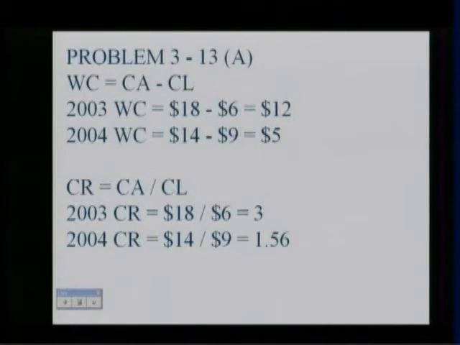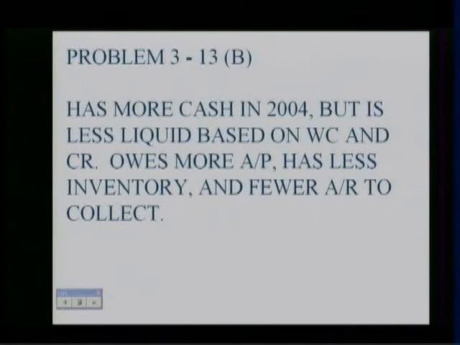So the next thing they say, okay, now knowing that information, how would you assess the company's liquidity? Well, if you look just at the cash balance, they have $5 in cash in 2004, whereas they only had $2 in cash in 2003. So it's kind of misleading in that they seem to have more cash, but they're less liquid. They're less able to pay their bills in 2004 than they are in 2003 because their other accounts have gone up. Their other current liabilities have increased.